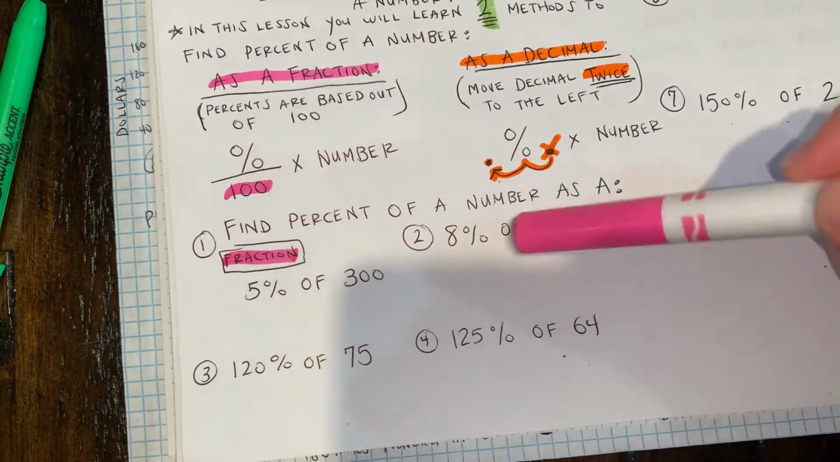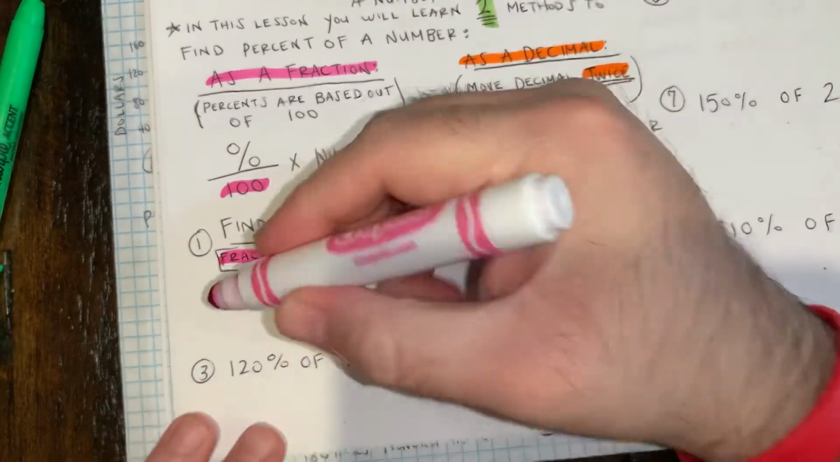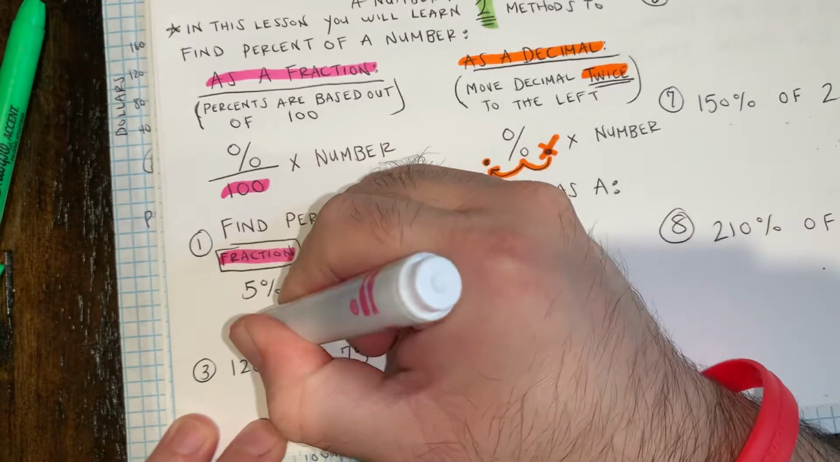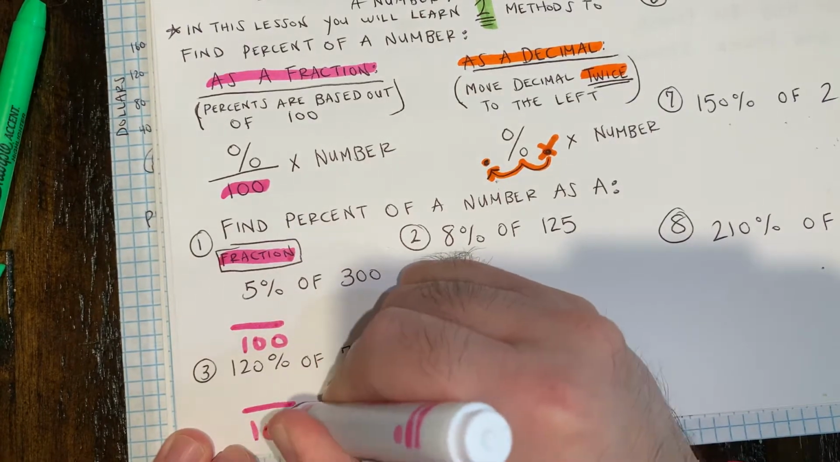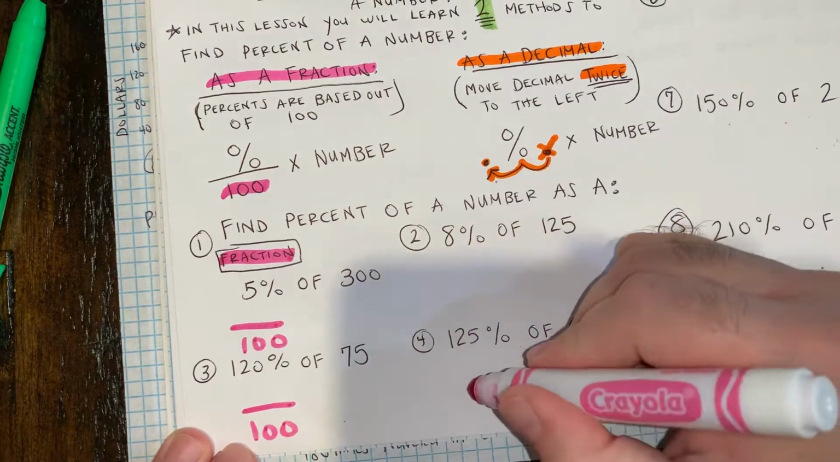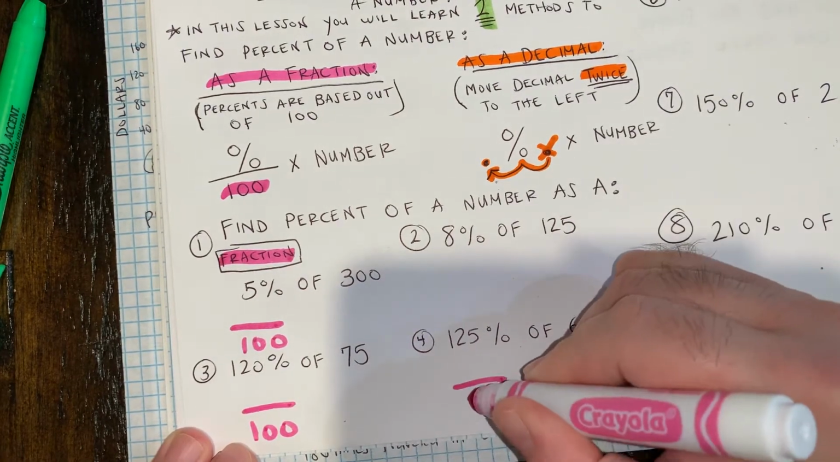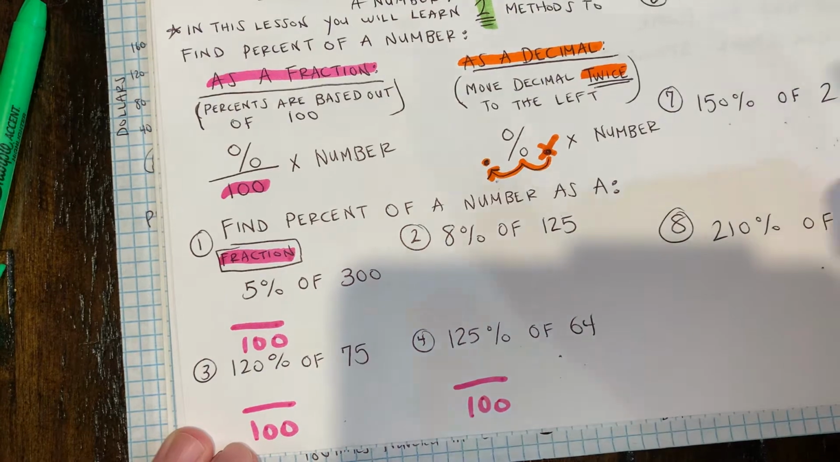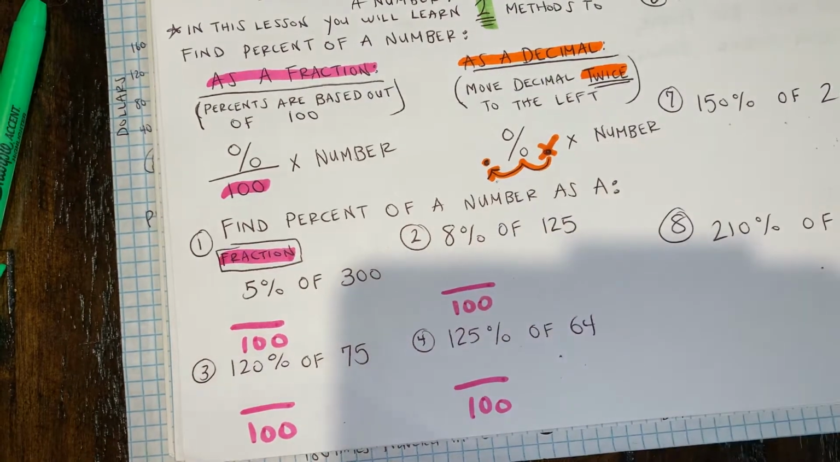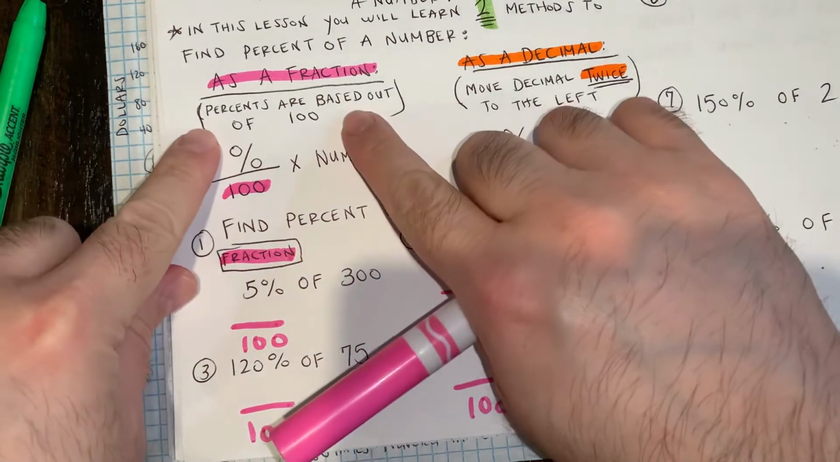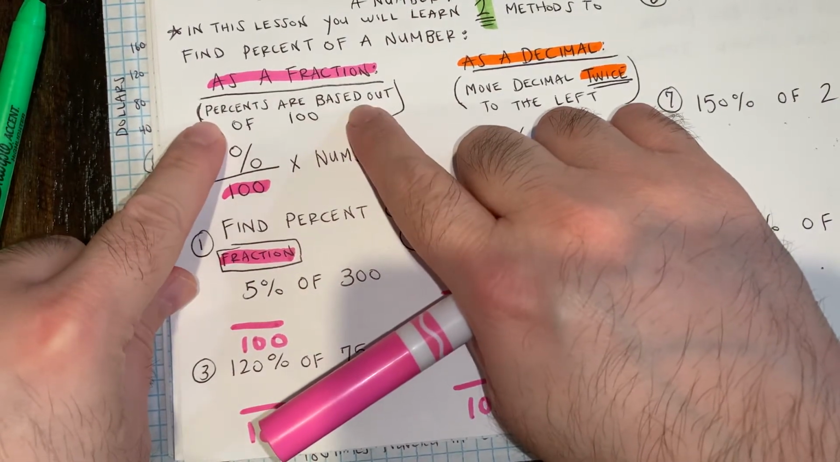So for each of these 4 problems, you're always going to start off with a fraction, and you're going to put 100 on the bottom. We're going to start with a fraction and put 100 on the bottom. And that's because, like I said, percents are based out of 100.